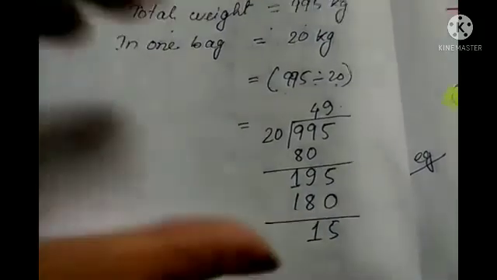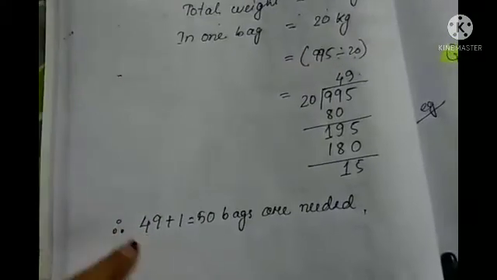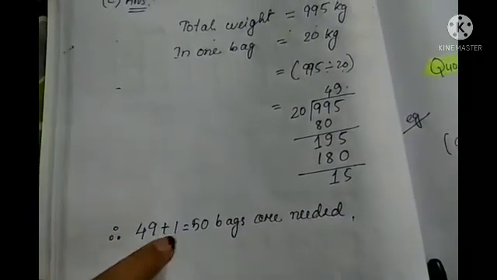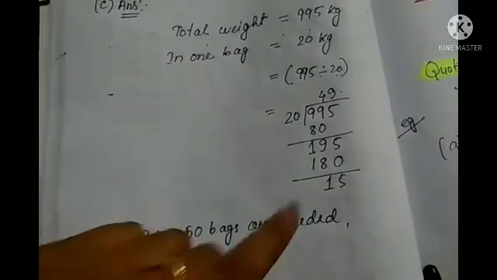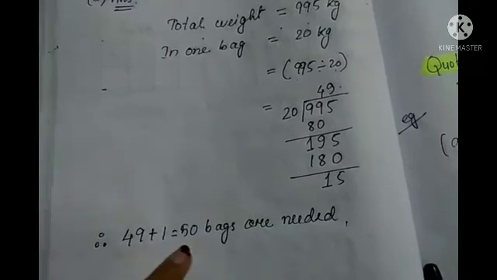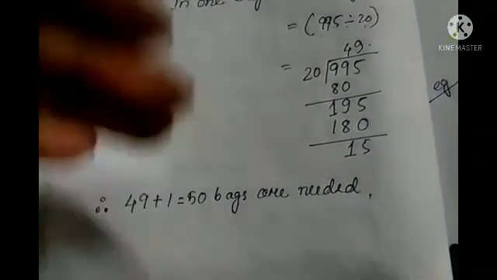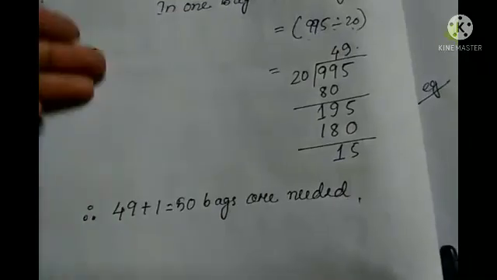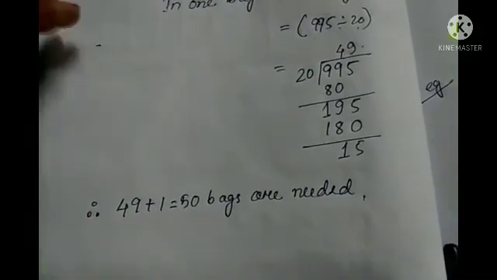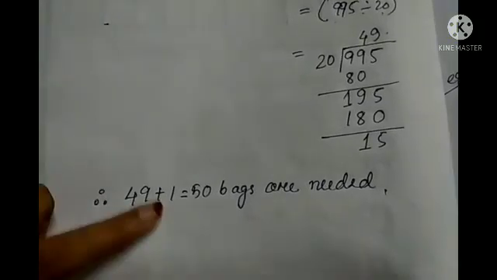So that means in this question we have to use the remainder. You have to write, therefore 49 plus 1. Why did I add 1? Because 15 kg is left out, so for that we need one more bag. And therefore 50 bags are needed to carry all the equipment. In the question itself it is asked for all the equipment, which means you cannot leave any equipment. So you have to carry all the equipment, so that is why 1 is added here.